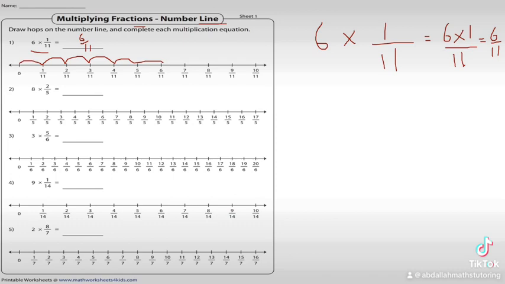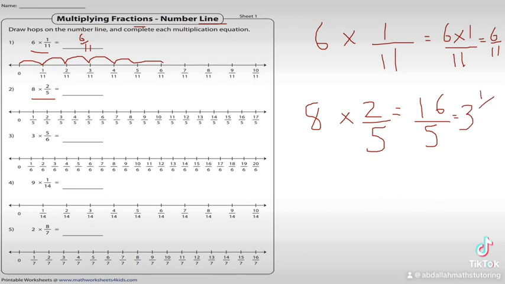This next one, 8 times 2/5. Again, I multiply the whole number by the numerator, the top part of the fraction, and keep the denominator fixed. 8 times 2 is 16, so the answer will be 16/5. That's what I call a top heavy fraction or an improper fraction, so I can write it as a mixed number. 5 into 16 goes 3 times with 1 left over, so the 1 is written as a fraction, 1/5. But again, 8 lots of 2/5.